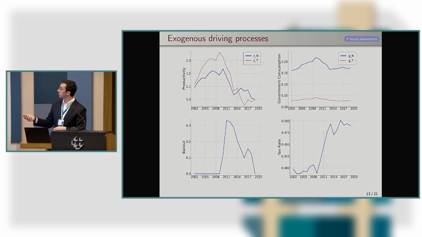So I'm going to take these sequences here. These are productivity, government consumption, the flow of bailouts, and the tax rate. And then here, in this first picture, you see this boom in the 2000s in Greece, this massive rise in productivity, followed by a tremendous 6-year fall. I mean, this is tradable productivity. It falls by over 40%.